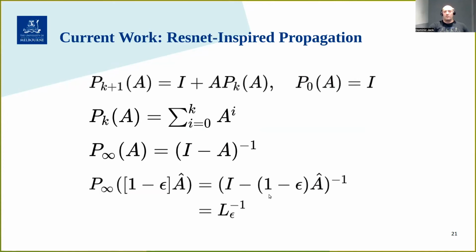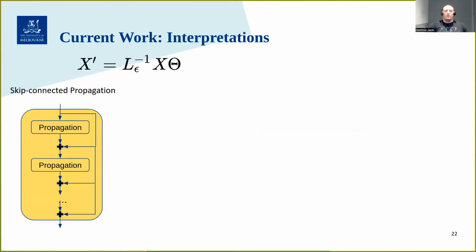So that's some cool algebra, but do we have any sort of reason to believe it might be good, other than ResNet's kind of good? But before we get to that, let's just think about some different interpretations. The interpretation I've just talked about is the skip connected propagation. So if rather than just doing a single propagation, we propagate, decay, skip connection, propagate, decay, skip connection, propagate, decay, skip connection, then this is the representation we get.